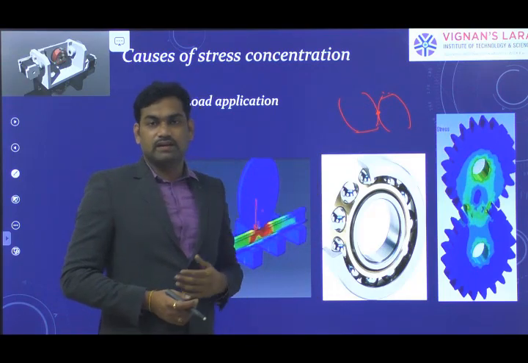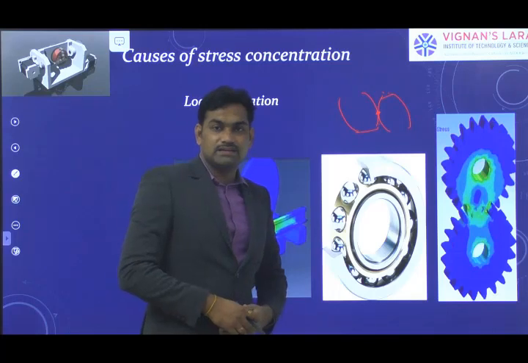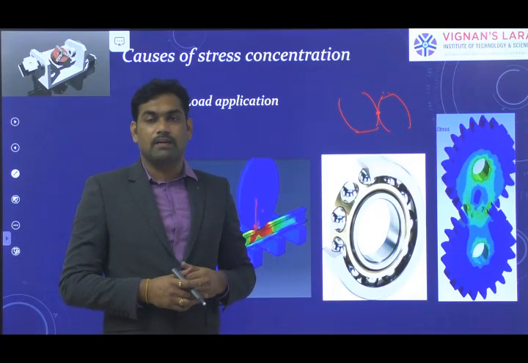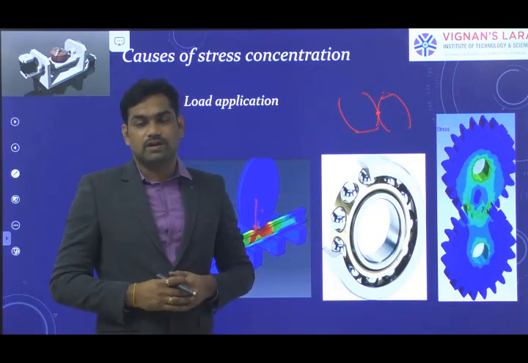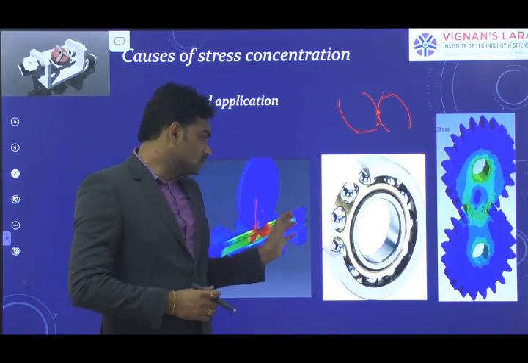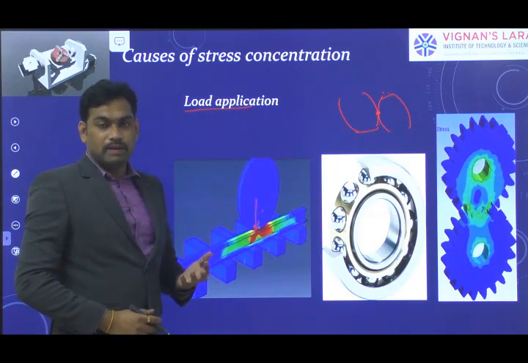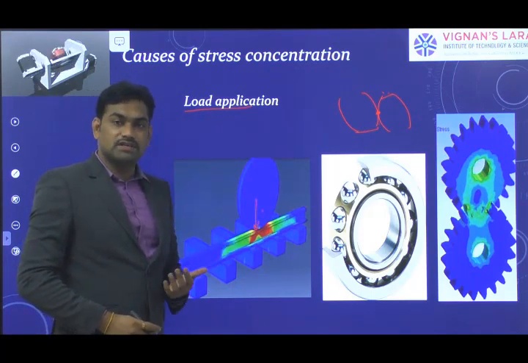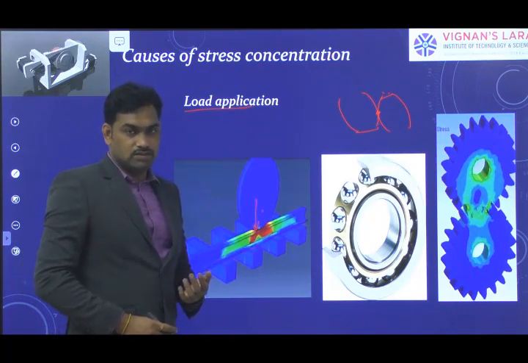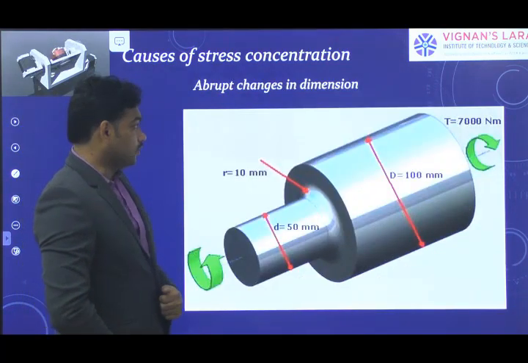You can study that in the law of gearing, so this can also give rise to increased stress. So due to the load application, the type of load you apply on the machine component gives rise to the maximum stress, which we call stress concentration. Clear? That is the second cause, load application. Based upon the type of load we apply on the machine component, the stress induced in the machine component is going to increase. That is, the stress is going to concentrate at one particular part.